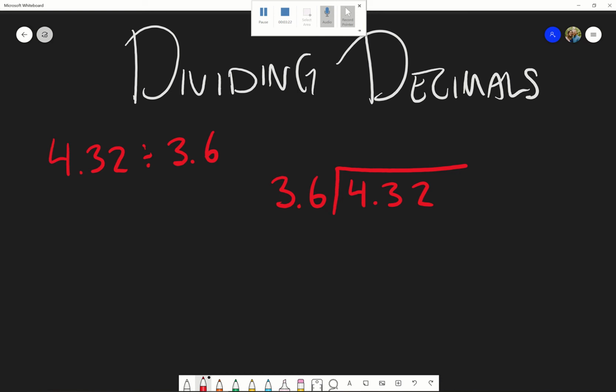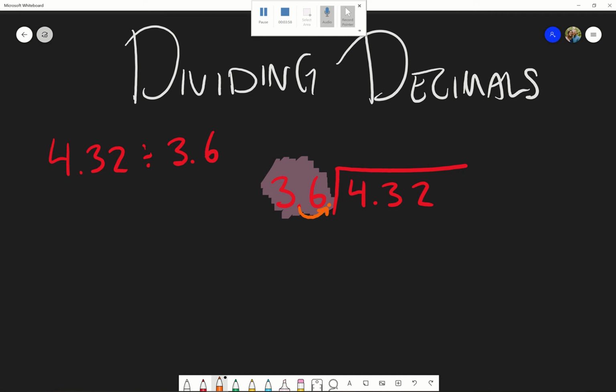Now, once I set it up like this, the rule I want to follow is no decimals in my outside number. Okay? I don't want my outside number to have any decimals in the problem. So to do that, I'm going to move this decimal one place over here. So it's now a whole number. Now it's just 36. 36 is easier to deal with. So we're going to leave that as 36.